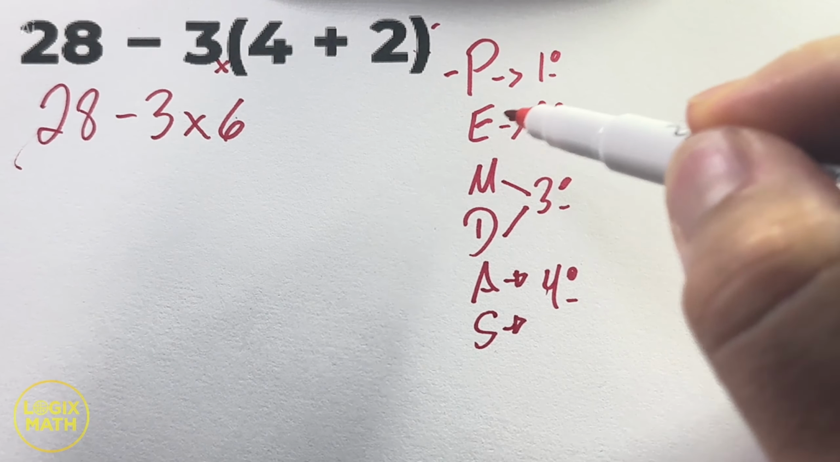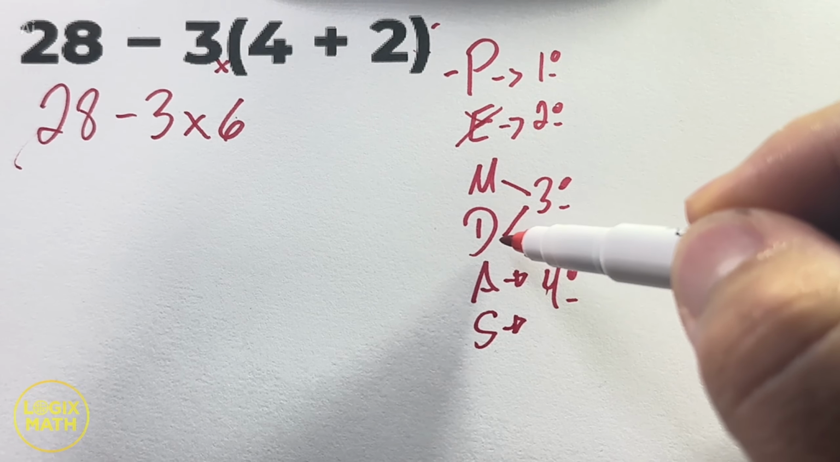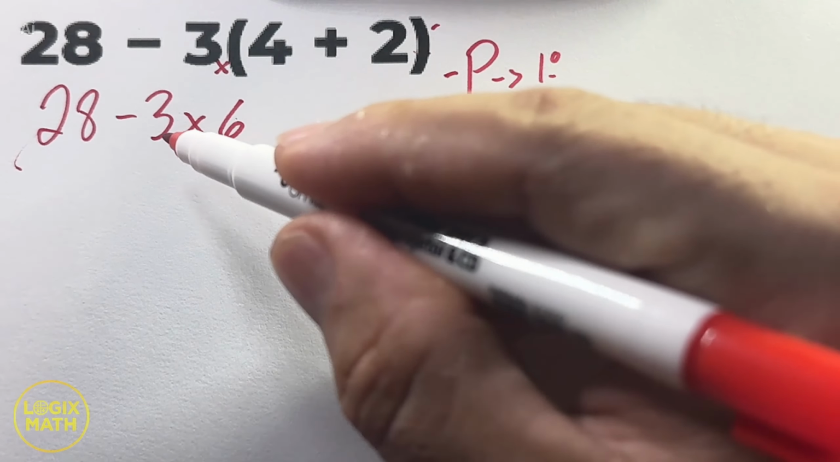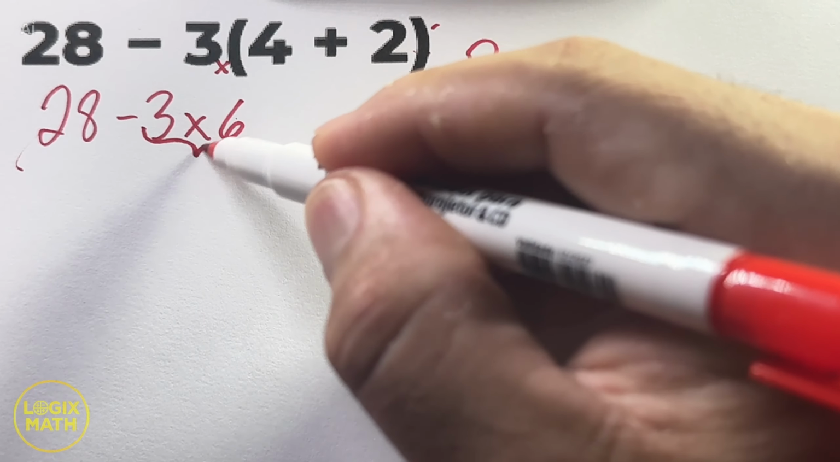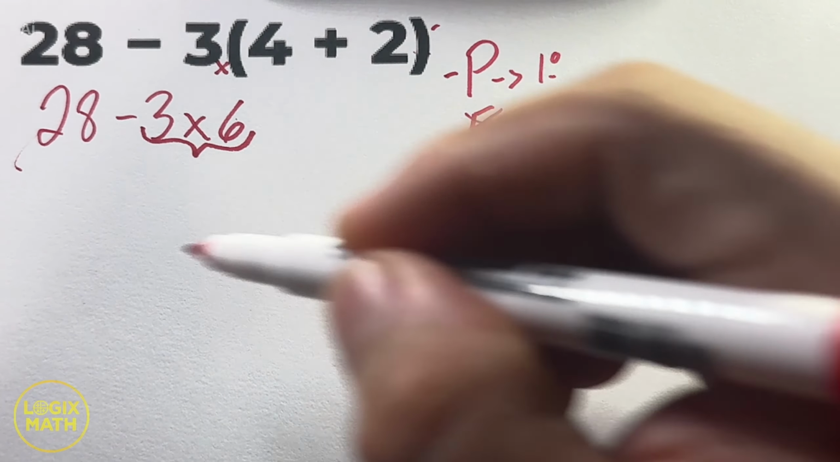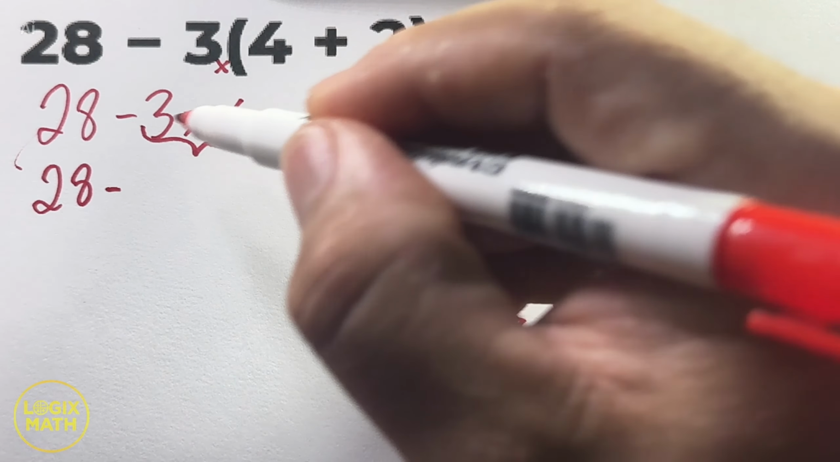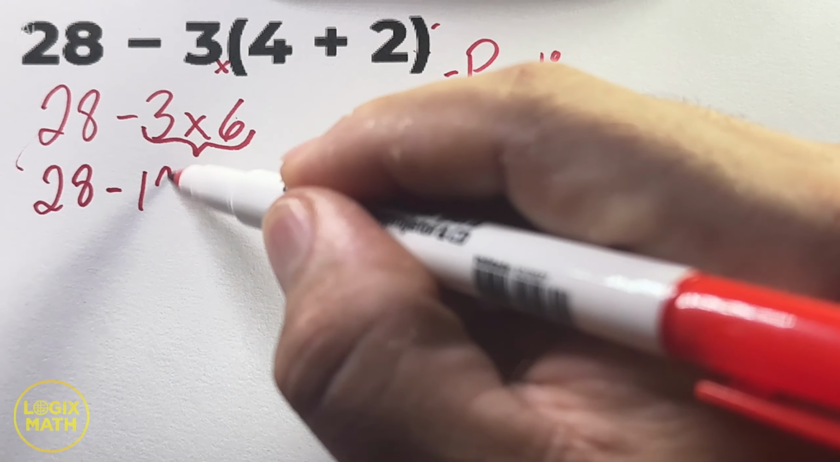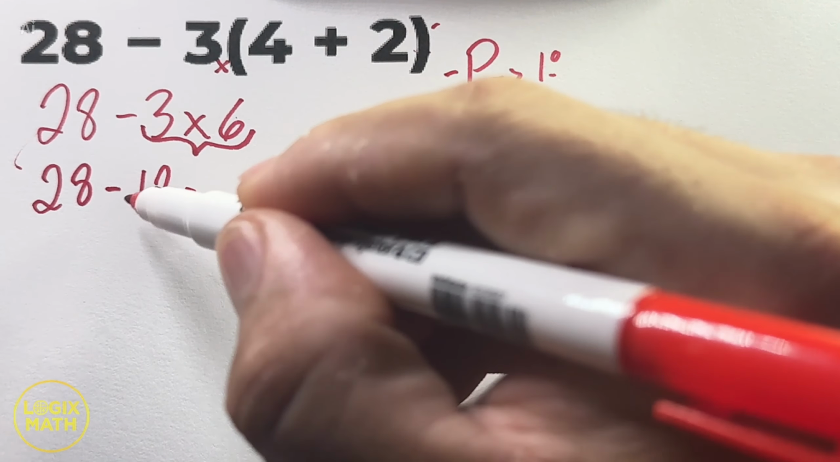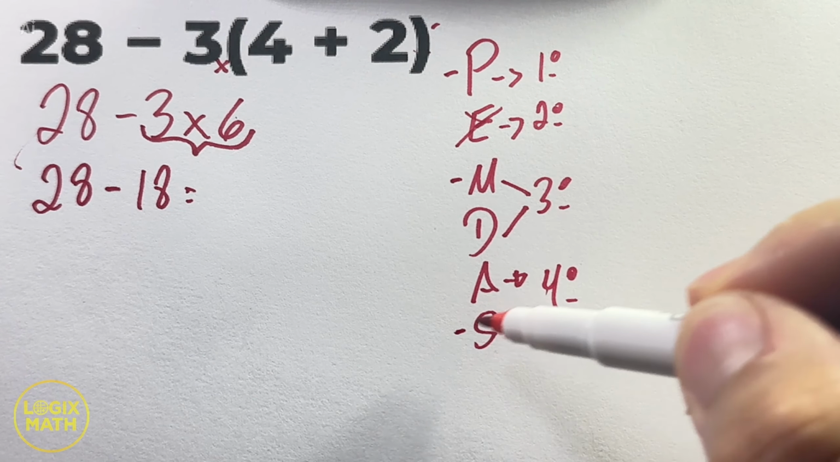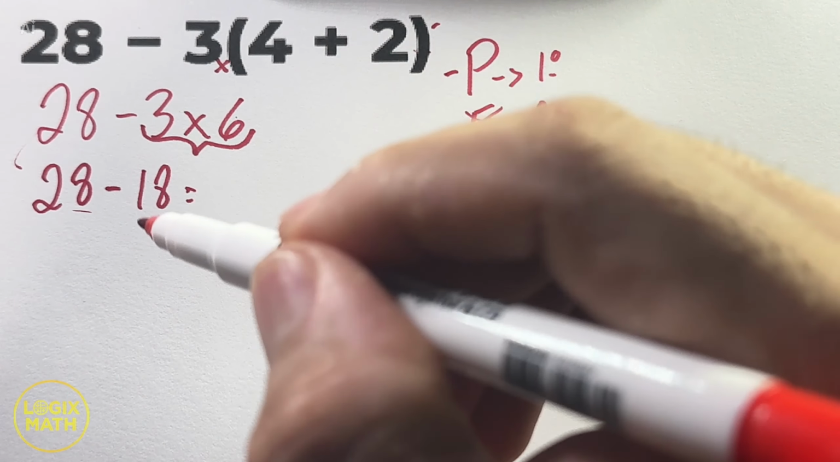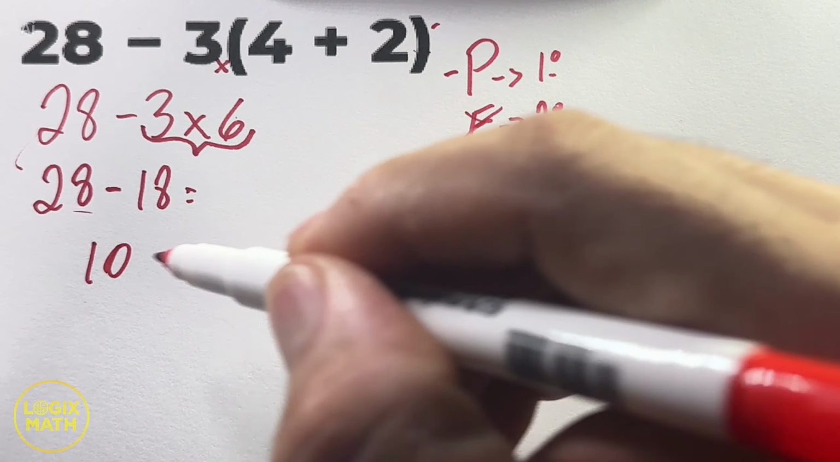There are no exponents. Multiplication and division: multiplication is here, so we are going to solve this one. Alright, let's go. Repeat 28, leave the negative sign. 3 times 6 is 18, and now there's only subtraction left. So 28 minus 18 equals 10.